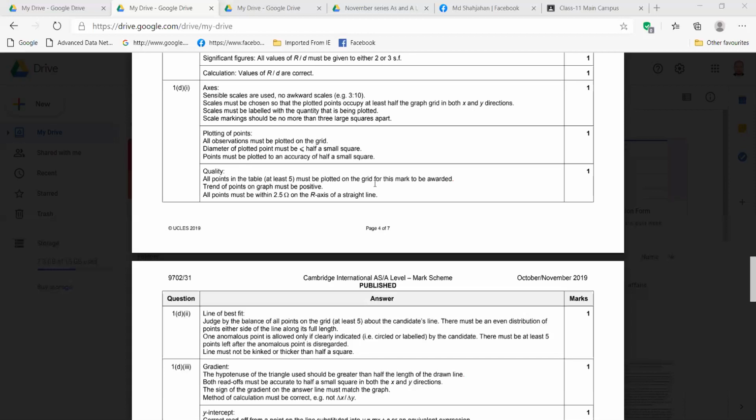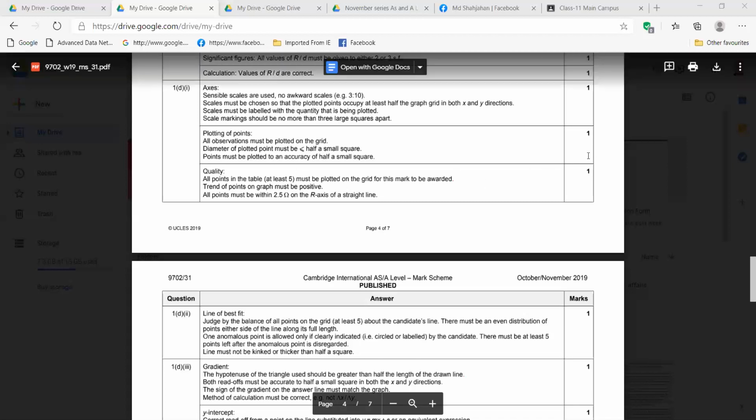Positive. First reading you are getting, the second reading for changing D and R, it depends, right? If your R is increasing, then your D should also increase. This way it will work. So there will be a positive trend. It will slowly increase. Clear to you? If your trend of the graph is not like that, then you will lose this mark.